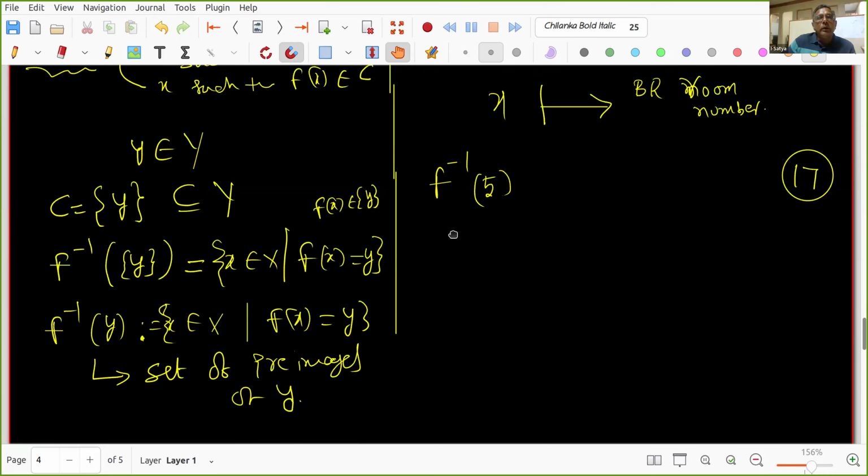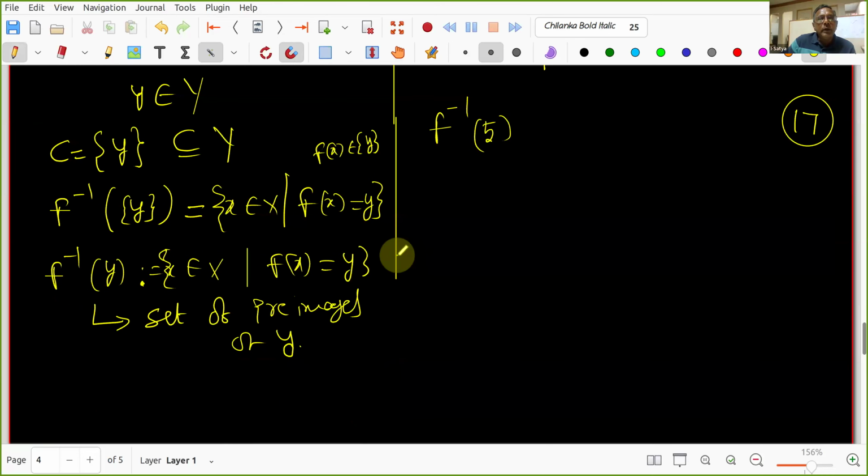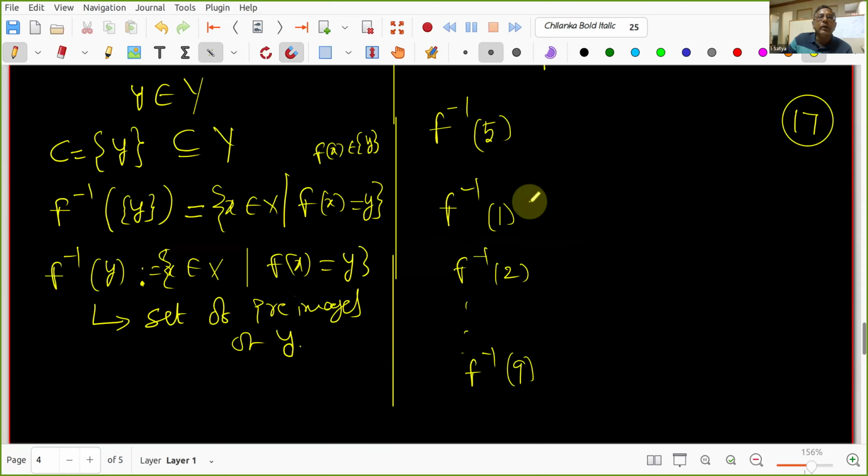Since I asked this question in this example, are you clear about what is F inverse of 1? F inverse of 2, right? Like that, what is F inverse of 9? We have a total of 9 breakout rooms, right? Does anyone want to comment on this? What is F inverse of 1, F inverse of 2, up to F inverse of 9?